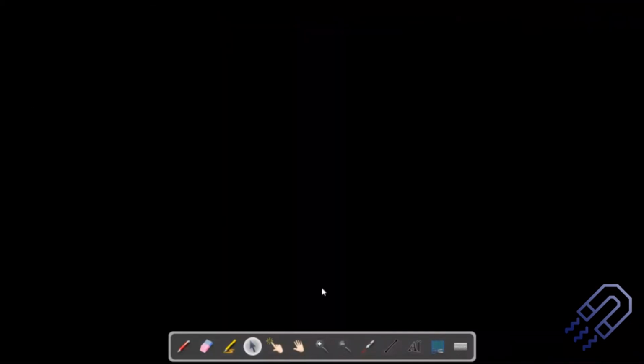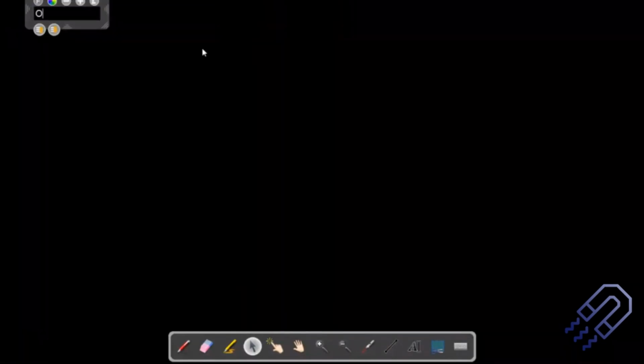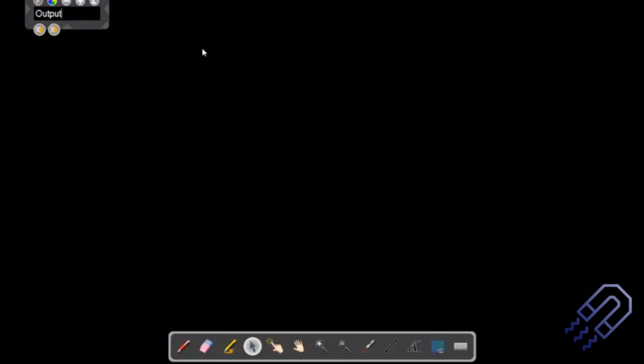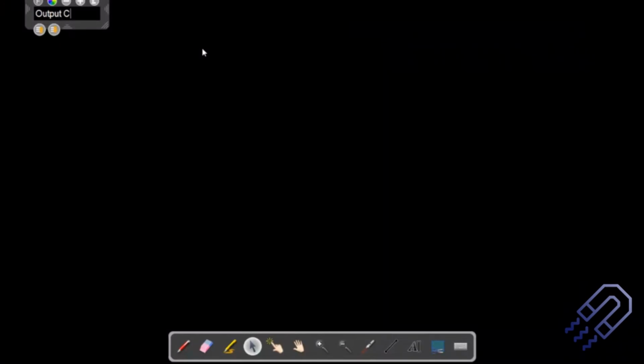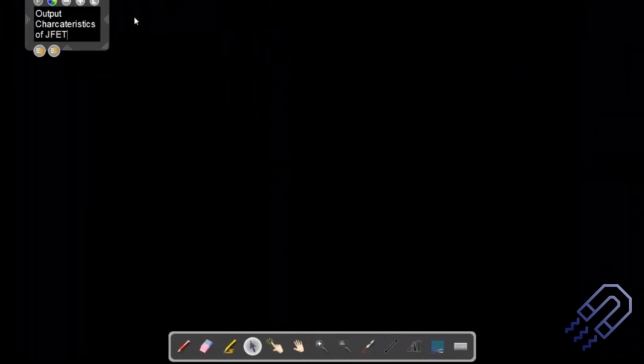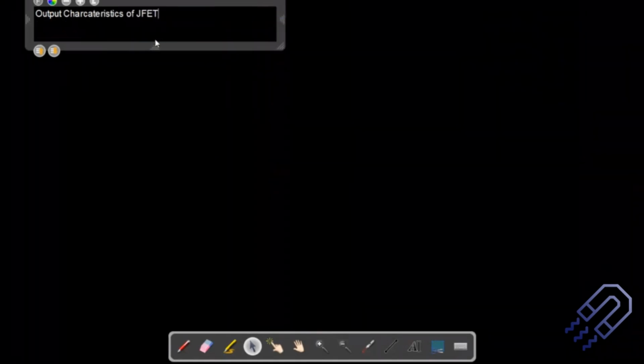Okay, and I'm just going to write down the figures here. Probably tomorrow we are going to look into it in more detail. Okay, output characteristics of JFET. So I'm just going to look into the output characteristics of JFET.